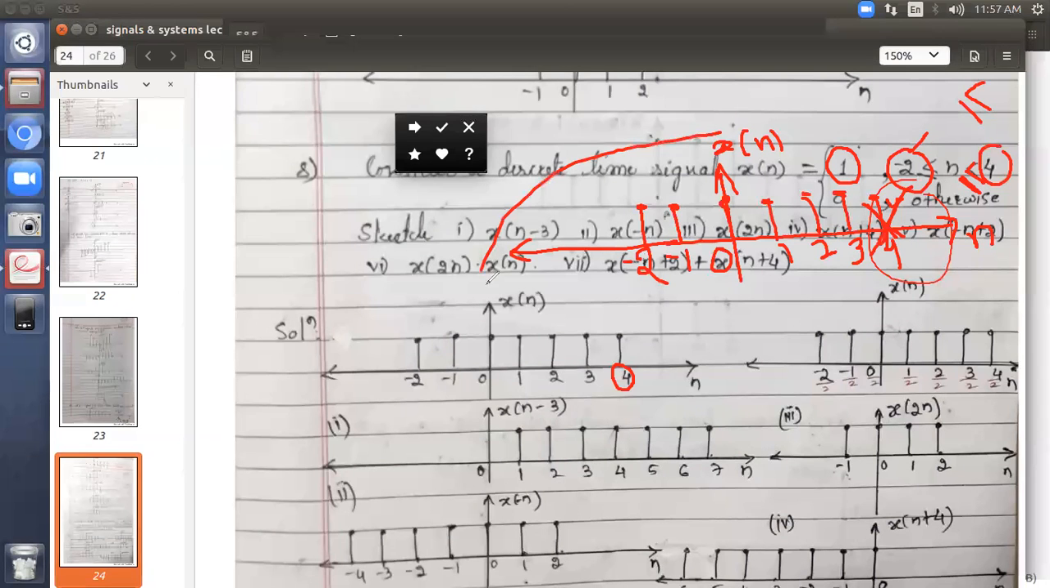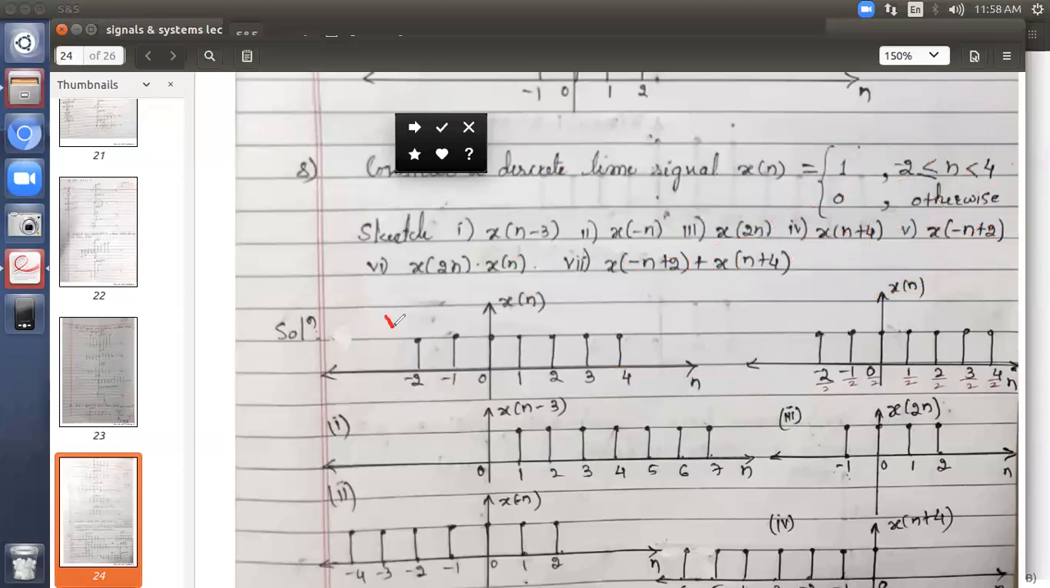So this is how we draw x of n. That's what I have drawn here. You can see x of n between -2 to 4. I have considered 4, so please correct this question and make it like this. Between -2 to 4, we have amplitude 1.